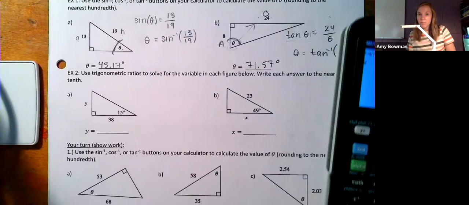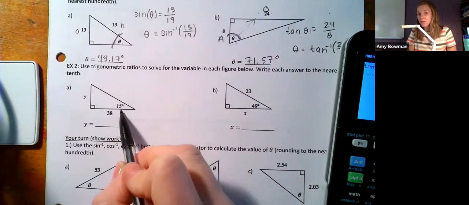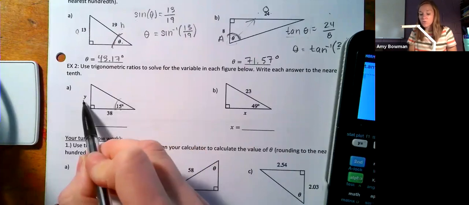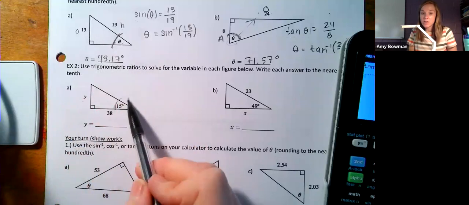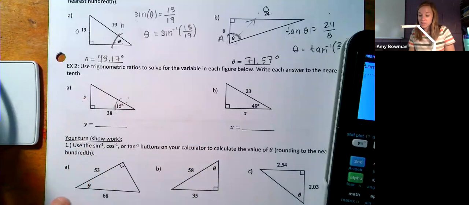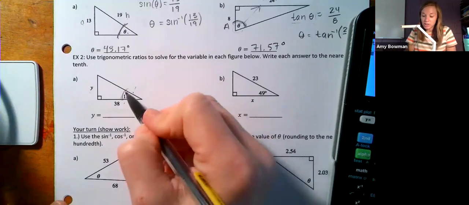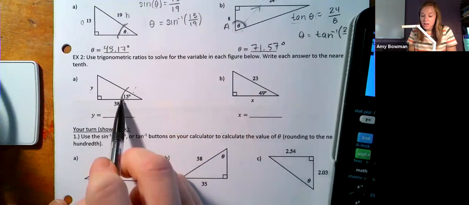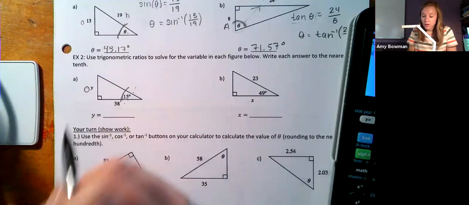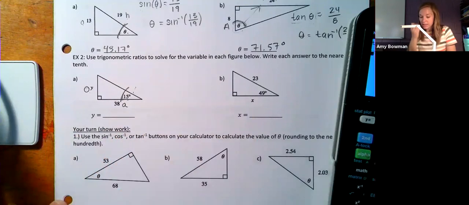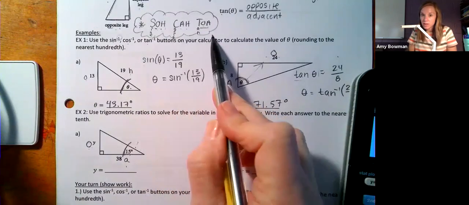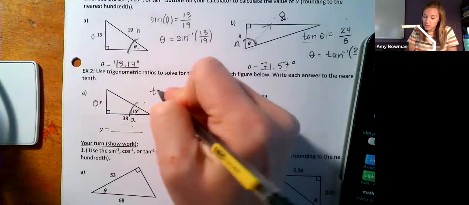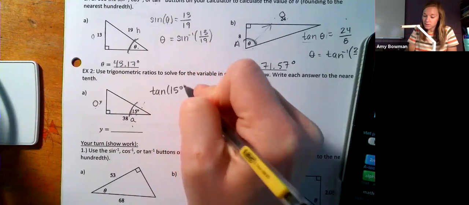Okay, let's look at another type of problem, where I'm actually given the value of theta, 15 degrees, but I don't know the side length. Before I knew two sides but not the angle; here I know the angle and one side, and I want to know this other side. It's the same strategy. The angle that I do know is opposite of the side I don't know and adjacent to the side I do know. So that's the tangent function again, OA, going back up to my SOHCAHTOA. The degree measure now is 15 degrees.